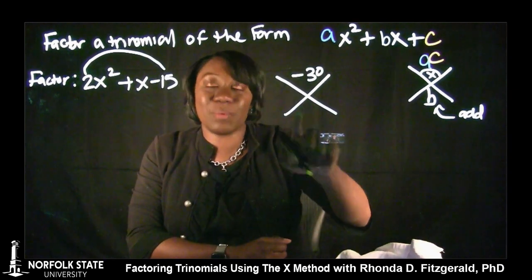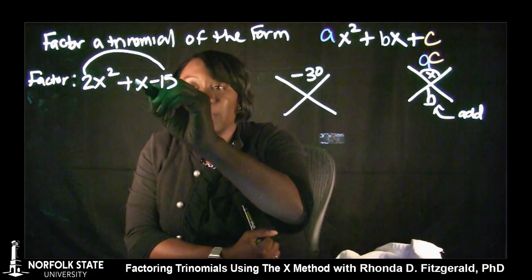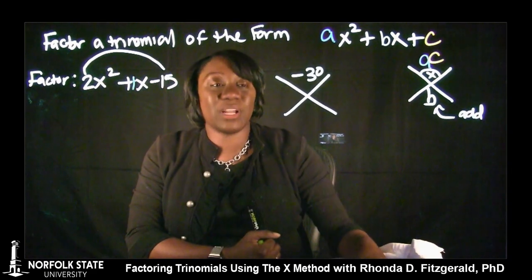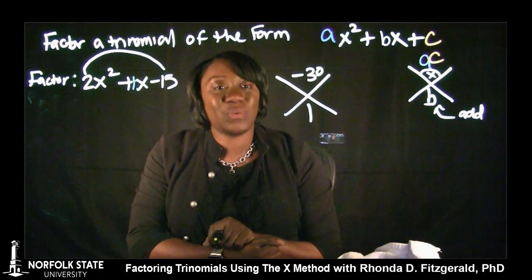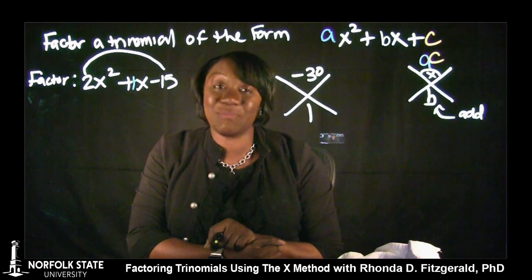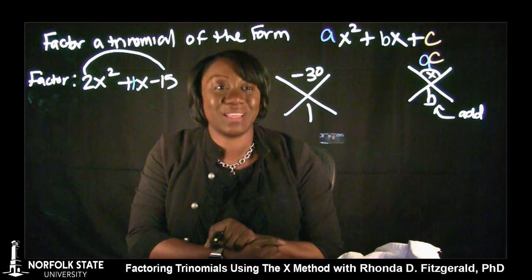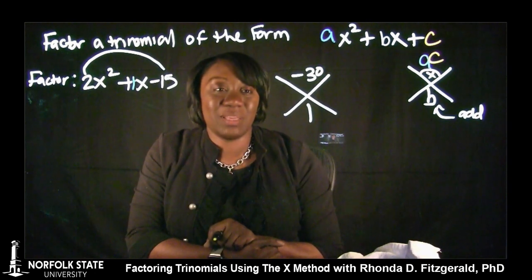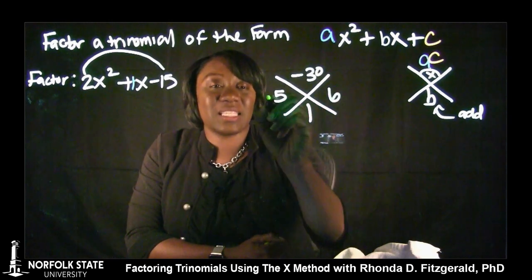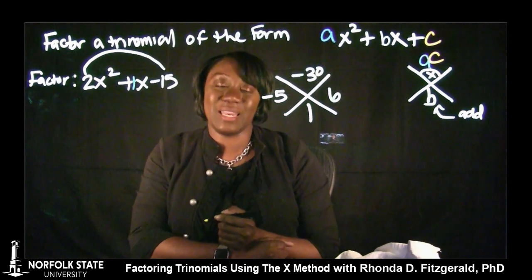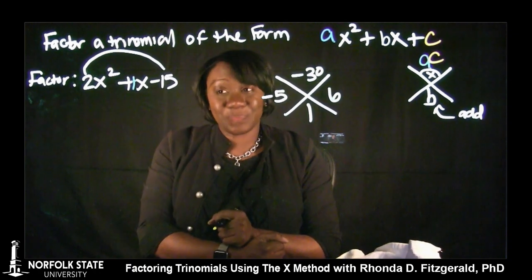Lastly, the number that comes at the bottom represents our b term. And see that there's no coefficient, but remember there is an imaginary 1 there. So our b term that we drop down is a positive 1. So I need 2 numbers that multiply to give me negative 30, but add to give me 1. And those numbers will be a 5 and 6, but my 5 needs to be negative. So we have negative 5 and 6.